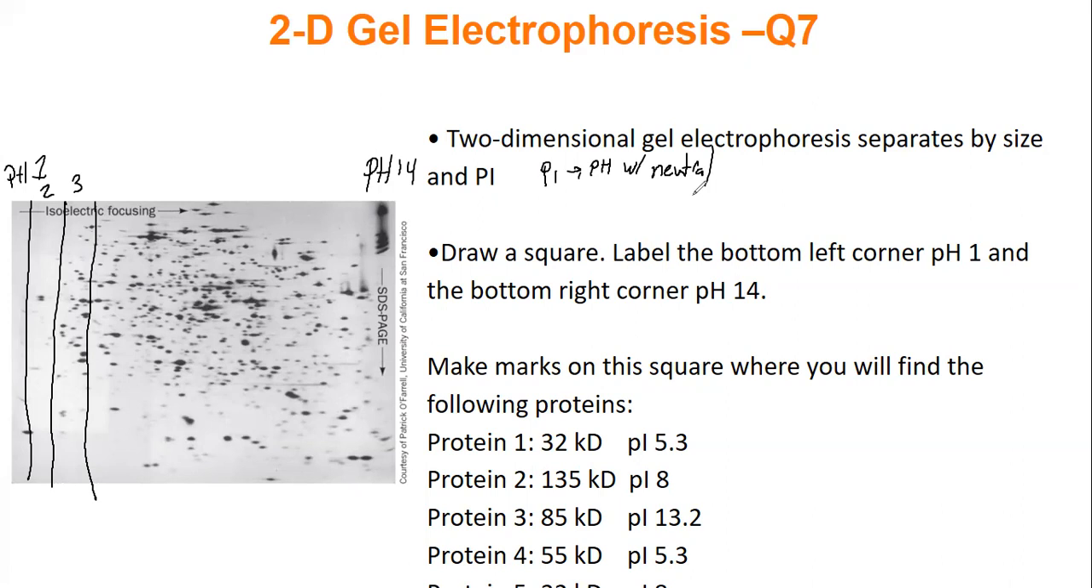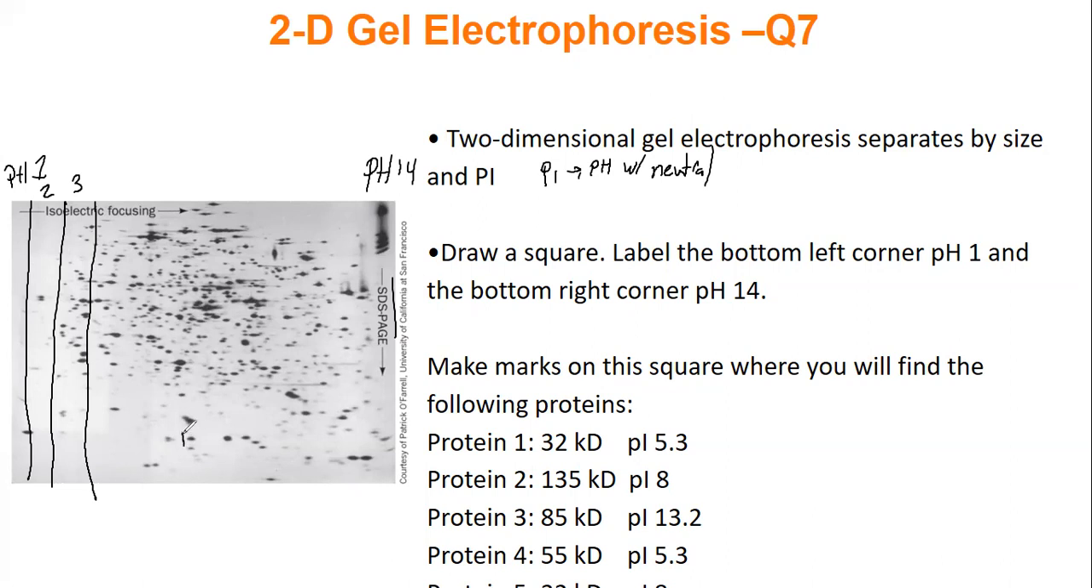Then you can separate by size, up and down, using our SDS-PAGE. And you get something that just has a ton of spots like this. So when would we ever want to use 2D gel electrophoresis? Let's say you are studying a cell and you want to know under different conditions what proteins are created. You want to know all the proteins in a cell under different conditions. So what you can do is harvest those cells and do 2D electrophoresis on all the proteins.